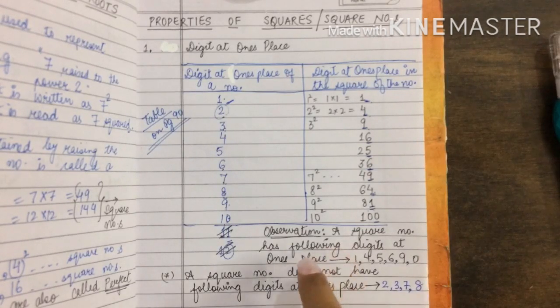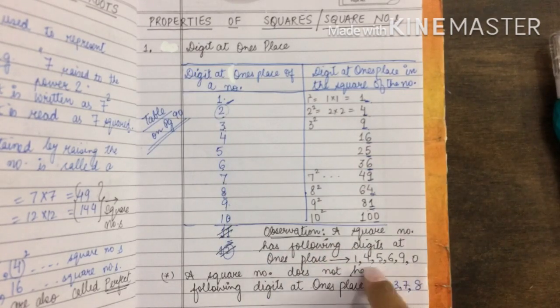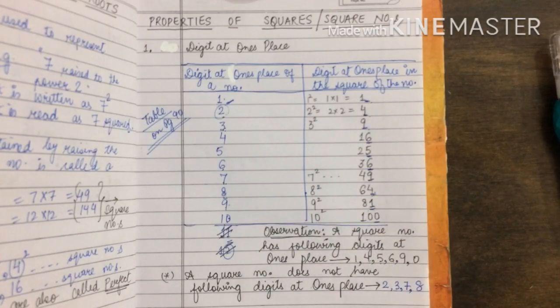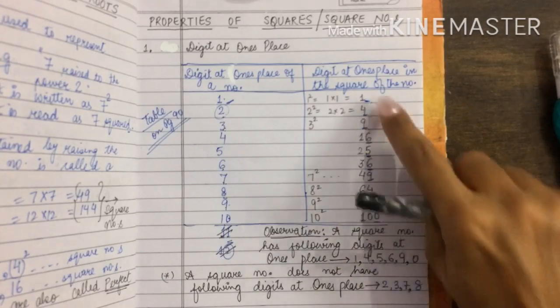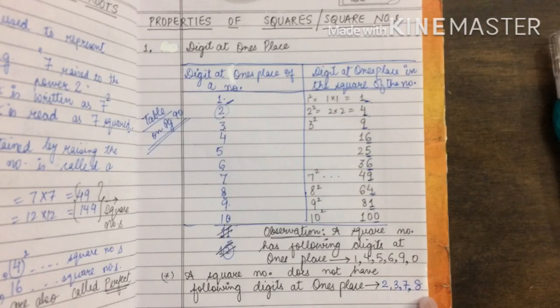So we have observed these results. This is a very vague observation. We are going to write down point by point later on. A square number has the following digits at ones place. So this is what I observed. I could see these digits. Which digits did not appear in the square list? These 2, 3, 7, 8. There is no square number which ends with 2, 3, 7 or 8.